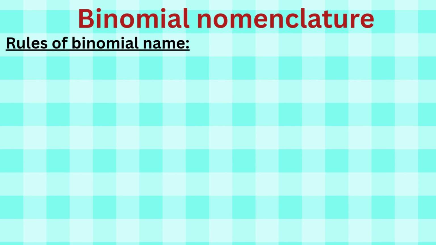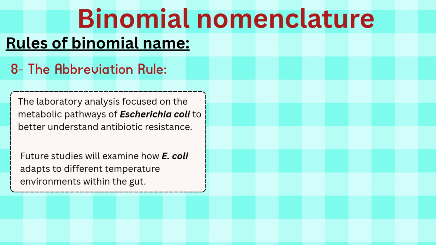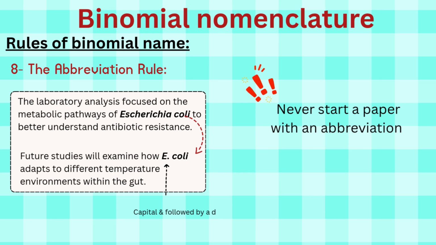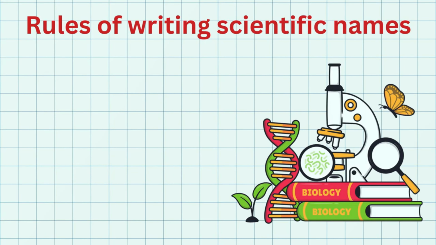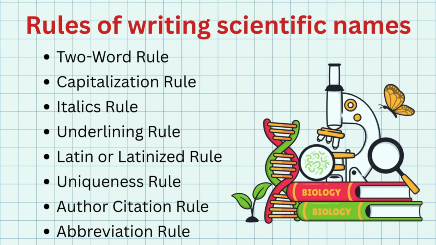Rule number 8, the abbreviation rule. To keep your writing concise, you can shorten the genus after mentioning it once in full. Escherichia coli becomes E. coli. Just remember, the E stays capitalized and is always followed by a period. Never start a paper with an abbreviation. Always write the full name first. And with that, we complete the essential rules of writing scientific names.